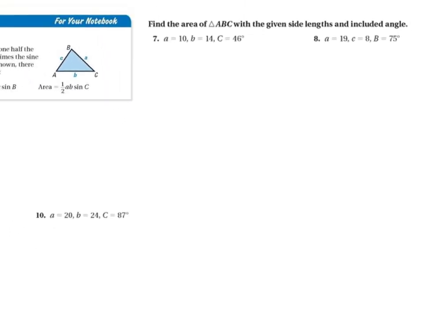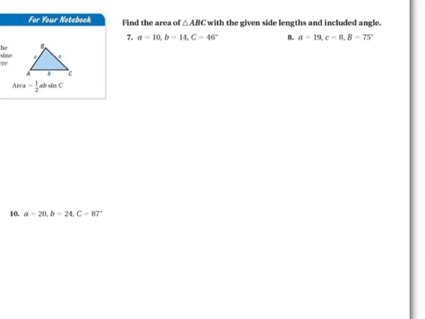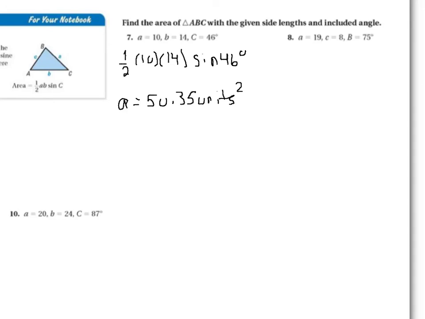Find the area. So you're given A, B, and C, so you use 1/2 A times B times the sine of C. Okay, so you do 0.5 times 10 times 14 times the sine of 46. So the area is 50.35 units squared.